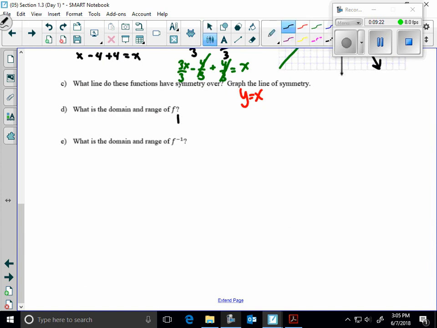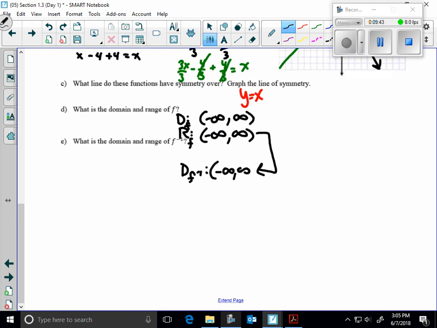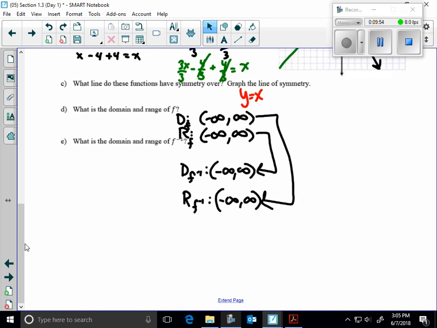Well, their domains are all real numbers. And their ranges are all real numbers. There's not a whole lot cool about this function, because it's a line, but the domain of the inverse is going to be the same as the range of the original. All right, and the range of the inverse will be the same as the domain of the original. So because both are the same, there's not a whole lot of groundbreaking information coming your way on that, but that's how we would work that.